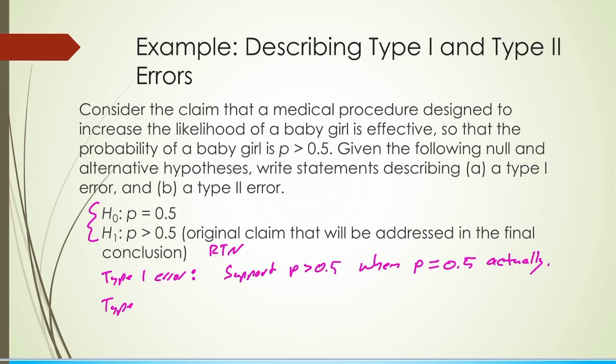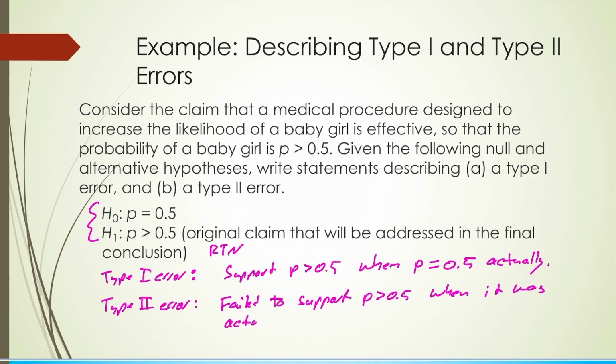A type 2 error would be we failed to support p greater than 0.5 when it was actually true. P was greater than 0.5. And we failed to support that because the sample didn't support it.